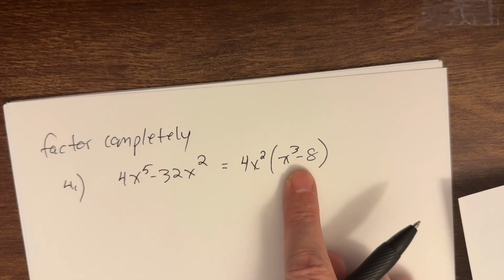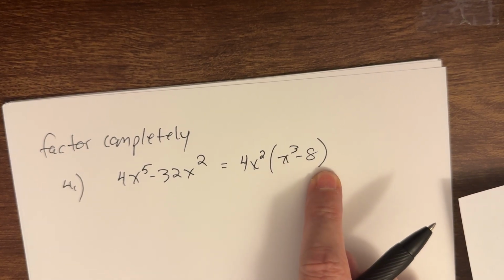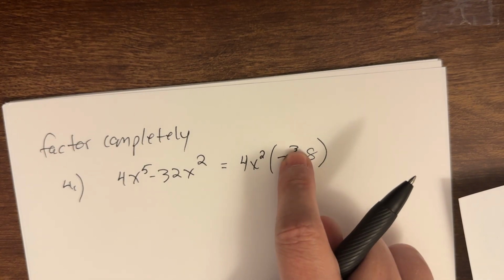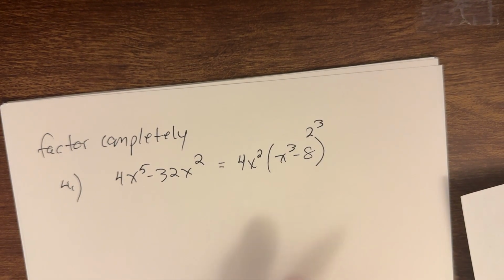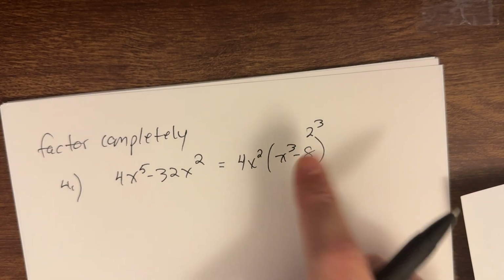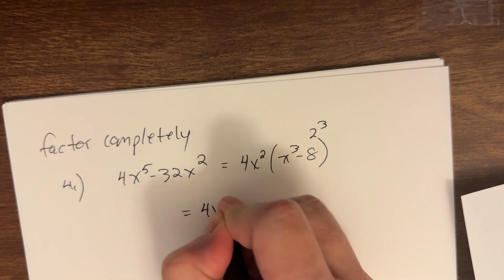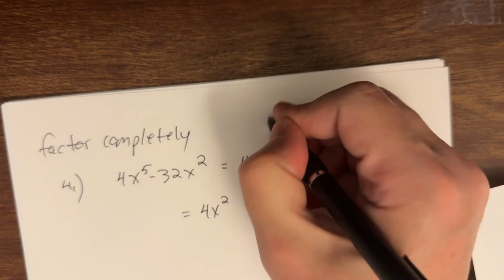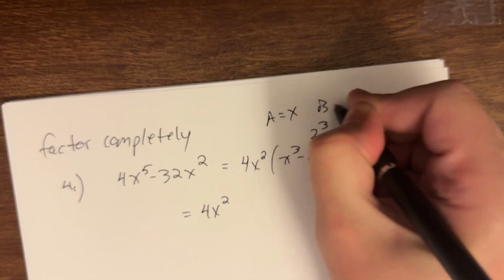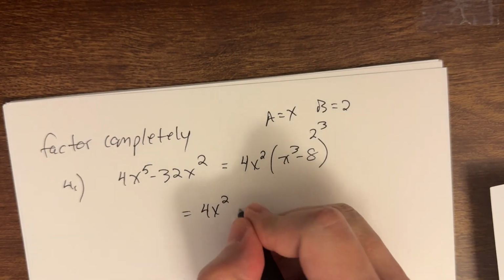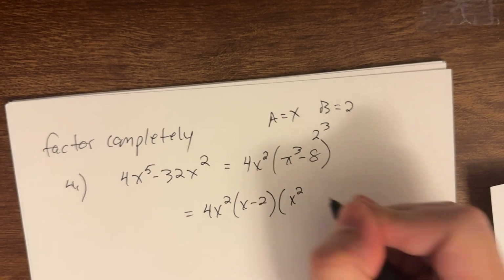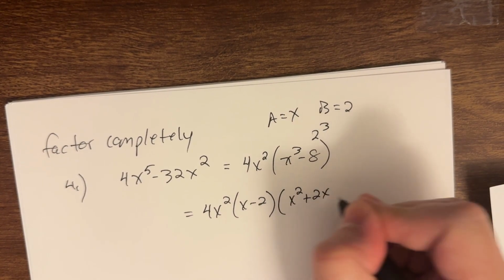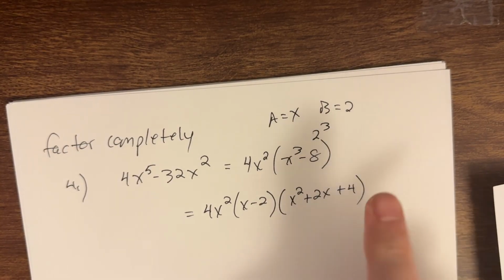Well, if x cubed minus 8 is left behind, now I've got perfect cubes. X cubed minus 8 is a nice 2 cubed. This one is almost as nice as problem number 1, but we had to do the GCF first. Up here, I've got A is x, B is 2, so I get A minus B, A squared plus AB plus B squared.